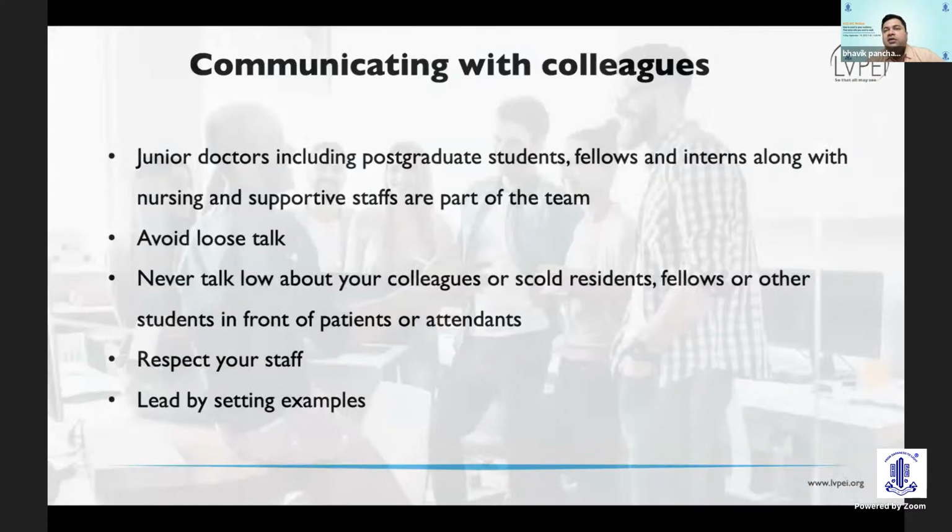Okay. Another important component here is communication with your colleagues, not just the patient. There are doctors, including postgraduate students, fellows, interns, along with nursing and supportive staff, who are present as a team. So avoid loose talk, respect your staff, do not scold residents or colleagues in front of other patients or attendants, and lead by setting examples.